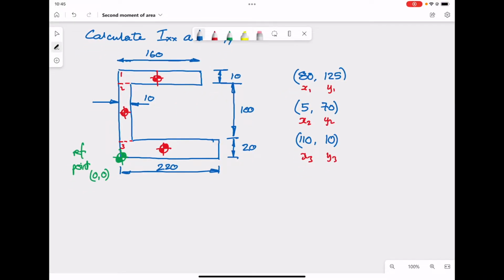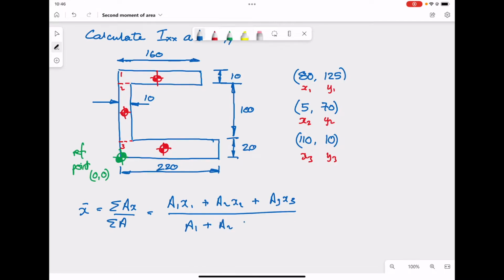Now using the equation for X bar, which is sigma AX over sigma A. In this case, we have three rectangles. So we take the area of the rectangle, multiply the distance to its center, area 1 times x1, plus area 2 times x2, plus area 3 times x3, and we divide that by the total cross-sectional area for the section, which is given by area 1 plus area 2 plus area 3.